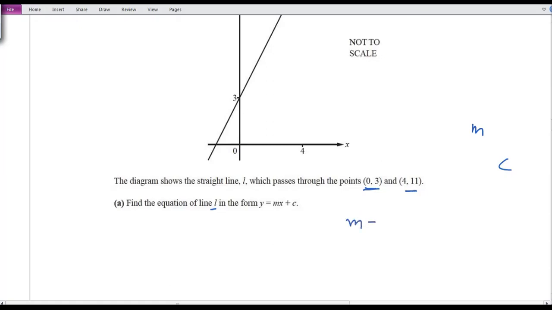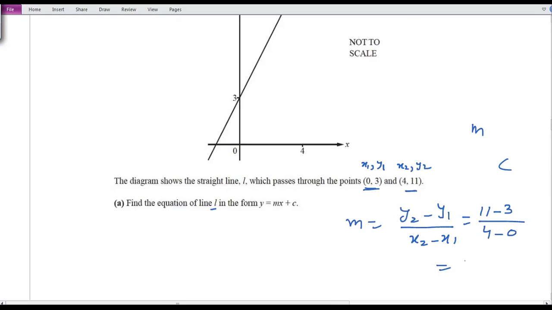What will be the gradient m? It will be y2 minus y1 over x2 minus x1. So you can say this is your x1, y1, this is x2, y2. Okay. So put the values here and find m first. So what you will have is 11 minus 3 over x2 is 4 minus x1 is 0. So that will become 8 over 4, which is 2. So it means m is 2. Now put this value of m in this one, because your equation of a line is always y is equal to mx plus c. So the equation will become y is equal to 2x plus c.